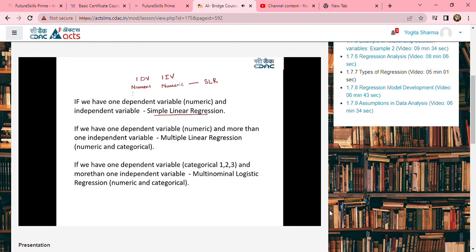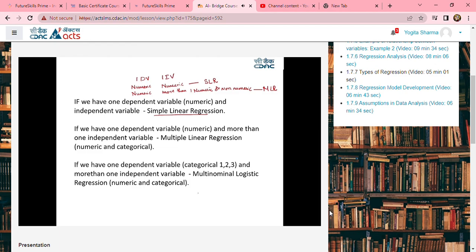If you have one dependent variable which is numeric in nature, and more than one independent variable which is either numeric or non-numeric in nature, then we call this a multiple linear regression.